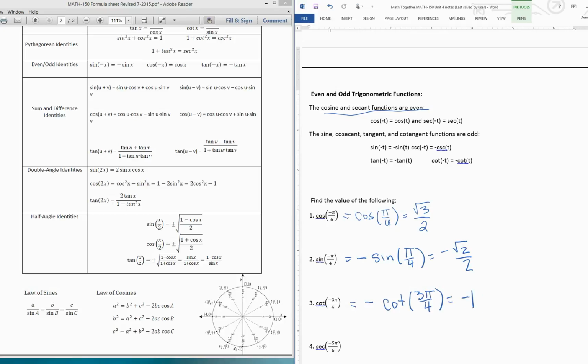And secant of 5π/6, and secant is even, this would just be equal to secant of 5π/6. So secant is 1 over the x value, so we'd go to 5π/6, so it would be 1 over square root of 3/2, which would really just mean flipping this, 2 over the square root of 3, which we would rationalize, so we'd have 2 square root of 3/3.